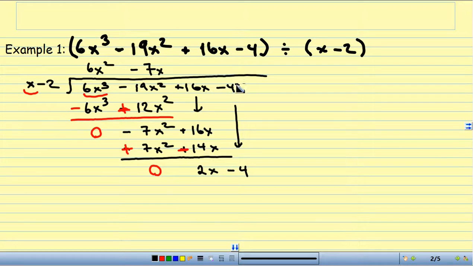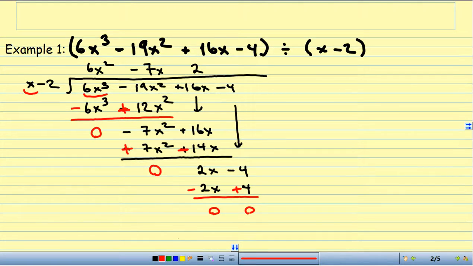So x times what gives me 2x? Times 2. Multiply the 2 by x minus 2. 2x minus 4. Add it together, but change the signs first. 0, 0. I have a remainder of 0.